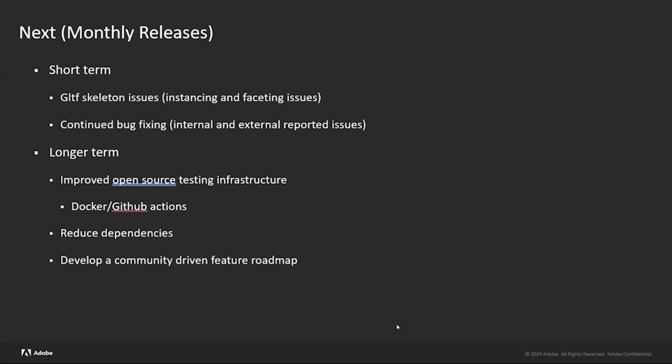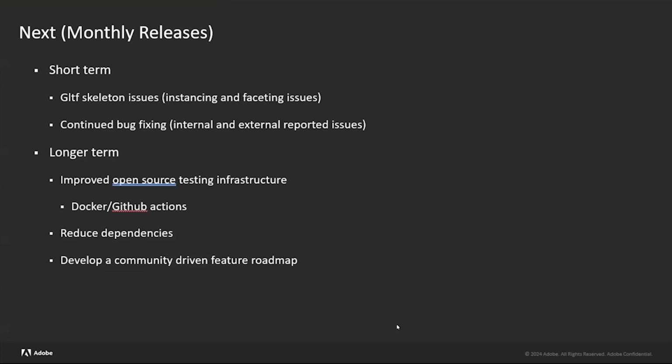What's next for us? We do monthly releases. We started in January. Our third release was in March. The next one in April. We're hoping to resolve these GLTF skeleton issues we have, some with instancing and faceting issues. Lots of bug fixing. We have multiple teams inside of Adobe using these plugins, reporting issues. We're now getting issues on GitHub, which is great. And we're prioritizing and trying to get those fixed ASAP.